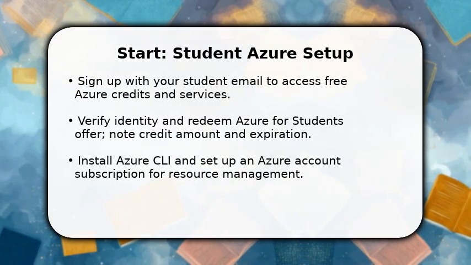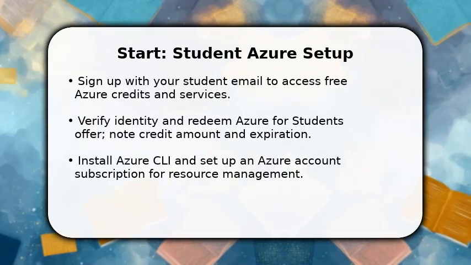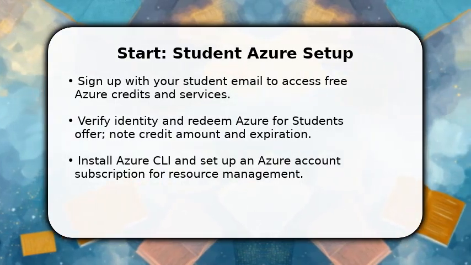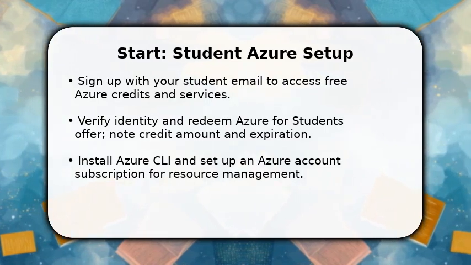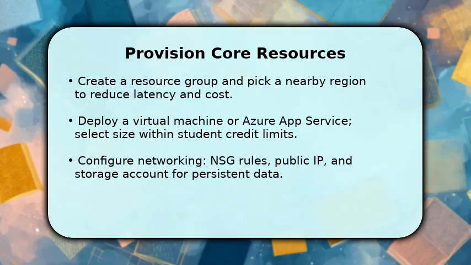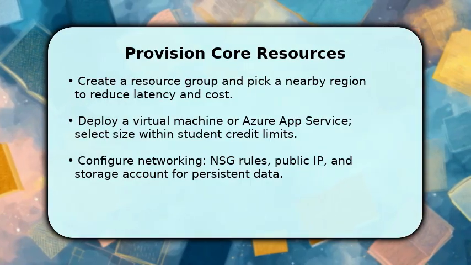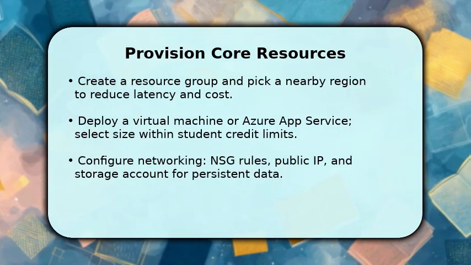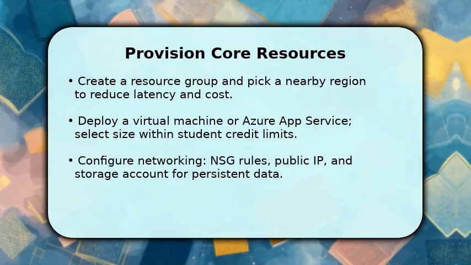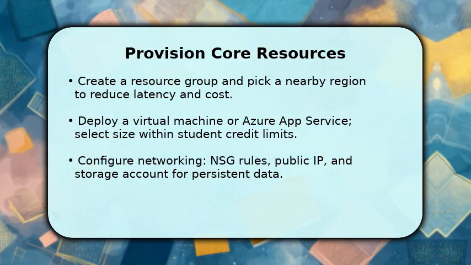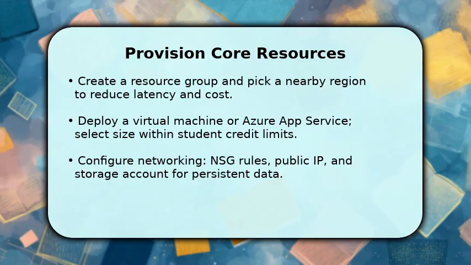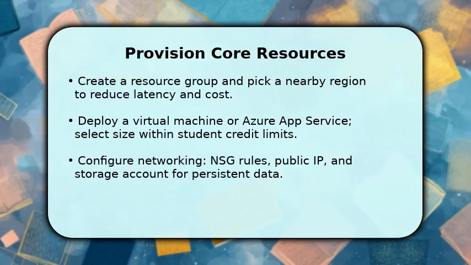Make sure to set a default subscription and resource group, so every resource you create is organized from the first command. Now provision the core resources you need. First, create a resource group and choose a region close to you to cut latency and often cost. Once done, deploy a virtual machine or an app service, selecting a SKU that fits within student credits.